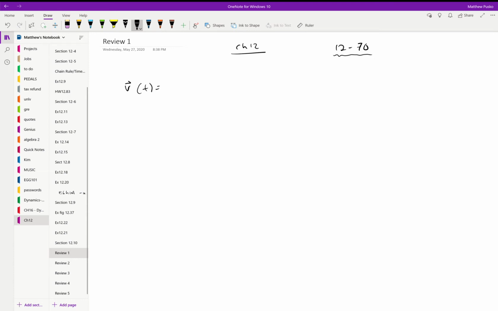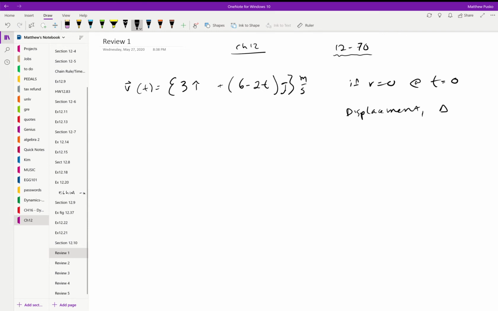So velocity is 3 in the i direction plus 6 minus 2t in the j direction, and that's all in meters per second. Okay, they say if r is 0 at t is equal to 0, that is our initial conditions. What is the displacement? That would be our delta r from 1 to 3 seconds.